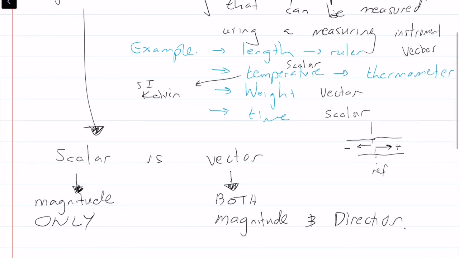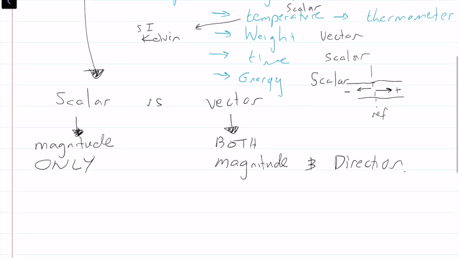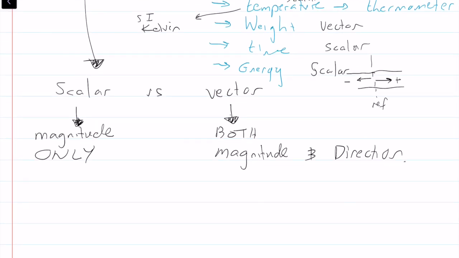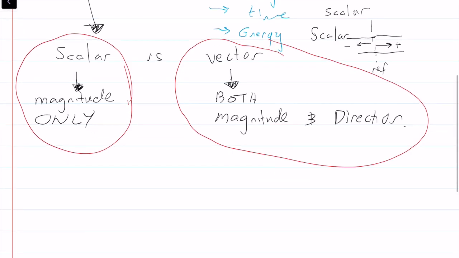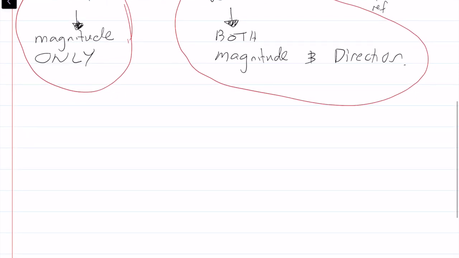Another example, let's see, what else could we say? Energy. Energy again is a scalar. We cannot have a negative energy. Those are a couple of examples. The most important part is that a scalar has magnitude only and a vector has both magnitude and direction. We'll be going over a couple more physical quantities and deciding whether they are vectors or scalars. So here we go, more definitions.